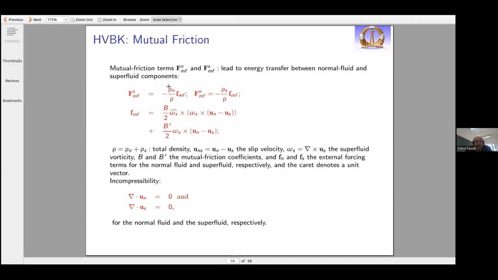Okay, I told you about the mutual friction force. This basically leads to energy transfer between the normal fluid and the superfluid components. I won't explain all these terms here. There's the superfluid vorticity and the difference between the normal and superfluid velocities. So you see that if they're equal, then there is nothing. And ρ is the total density, and so on. And these coefficients, it might look like there's a large number of coefficients, but thanks to the work that I think Barenghi did for his PhD, these have been measured. B and B′ and ρ_n and ρ_s have been measured as a function of temperature. So in our studies, we will use the data from those studies to tell you at which temperature we are running this. And these are all low Mach number flows, so there's incompressibility for both these fluids.